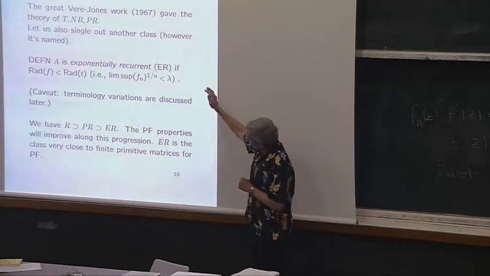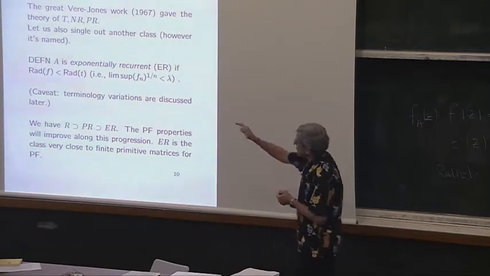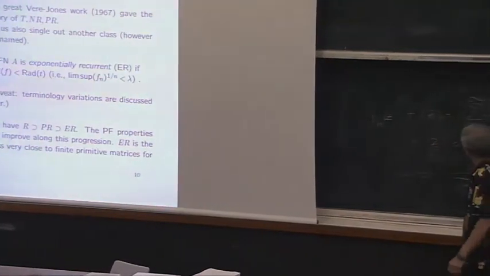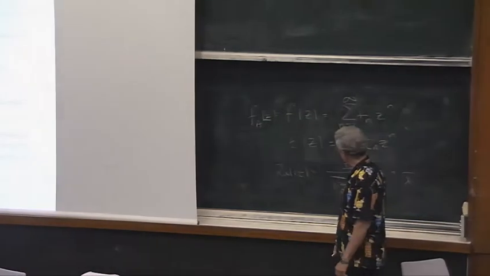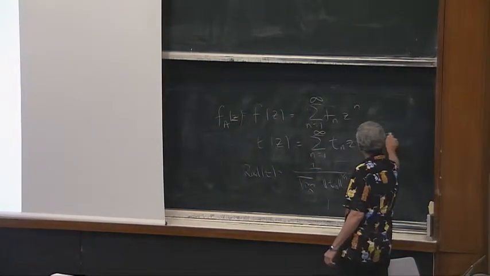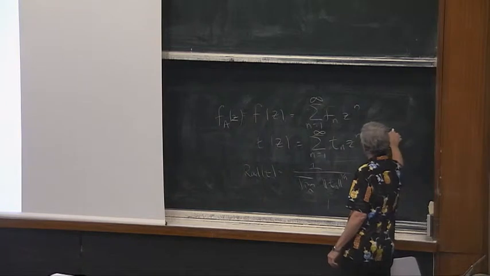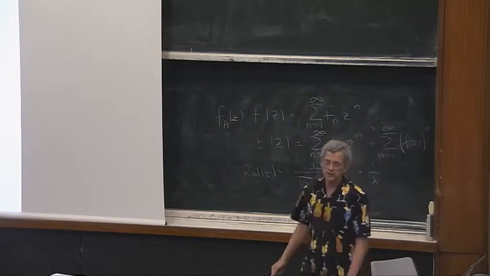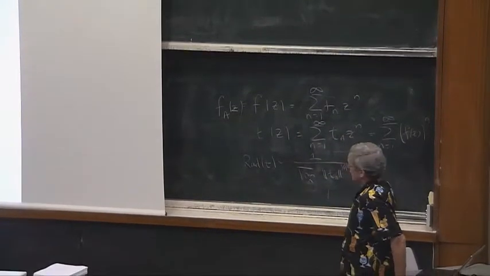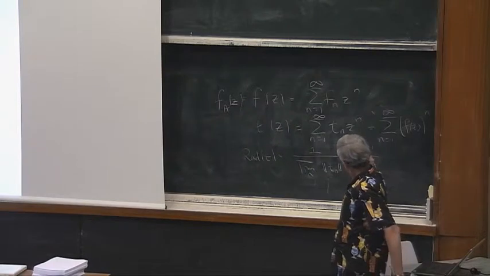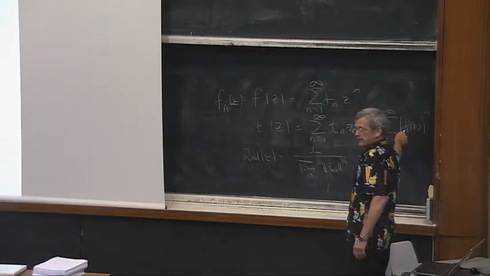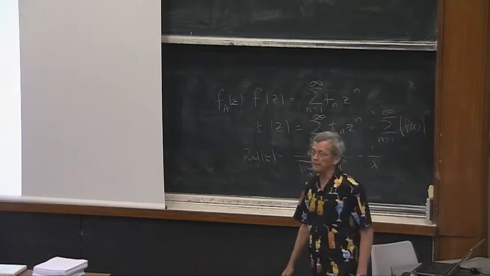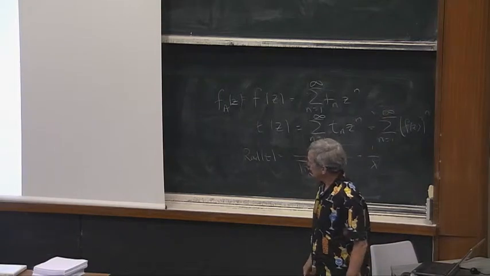Okay, and A is exponentially recurrent if the radius of convergence of F is strictly less than the radius of convergence of T. Okay, so T was again the sum of the powers of A, and it can happen that F has a smaller radius of convergence than T, as it will whenever we have a finite matrix.